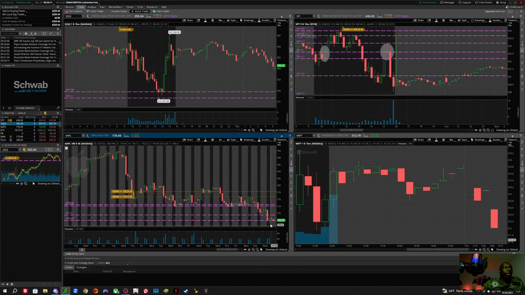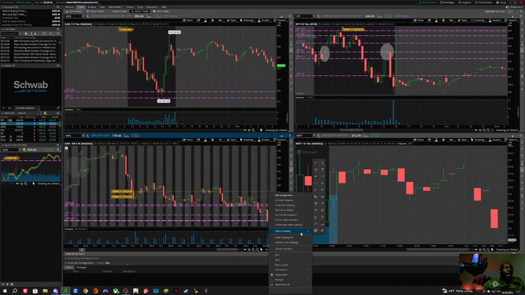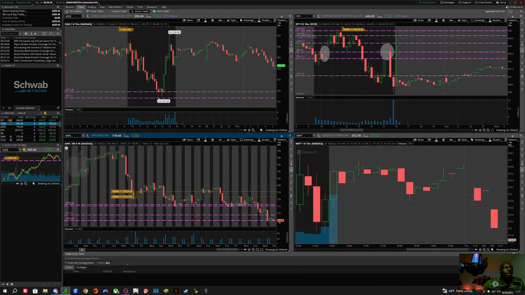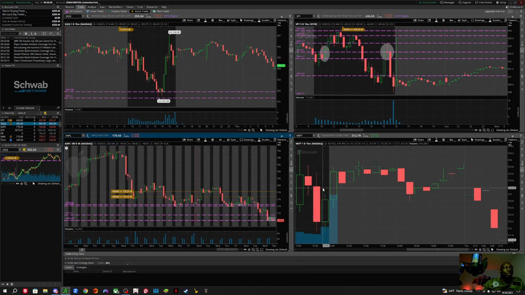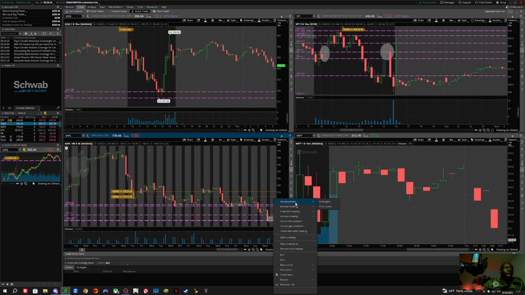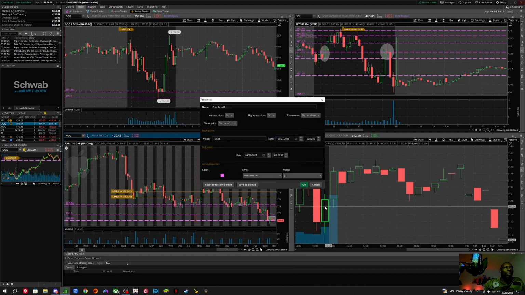Like I said, the wicks are the exception, not the rule. Then I would just go ahead and add a drawing there. Since we're kind of consolidating, but we ended the day right here, I'll add the drawing over the entire candle, this green candle. I will push it back all the way to March. Didn't mean to do that. Edit properties, rectangle number 4, I think.